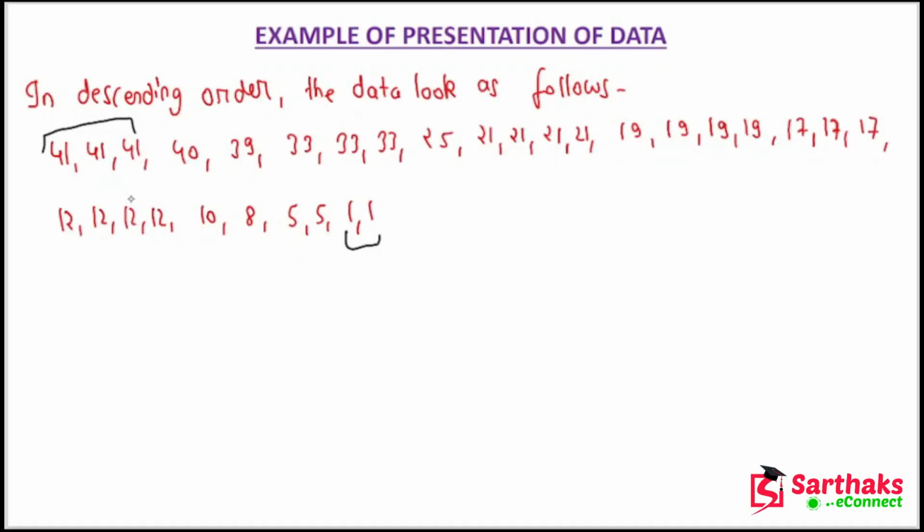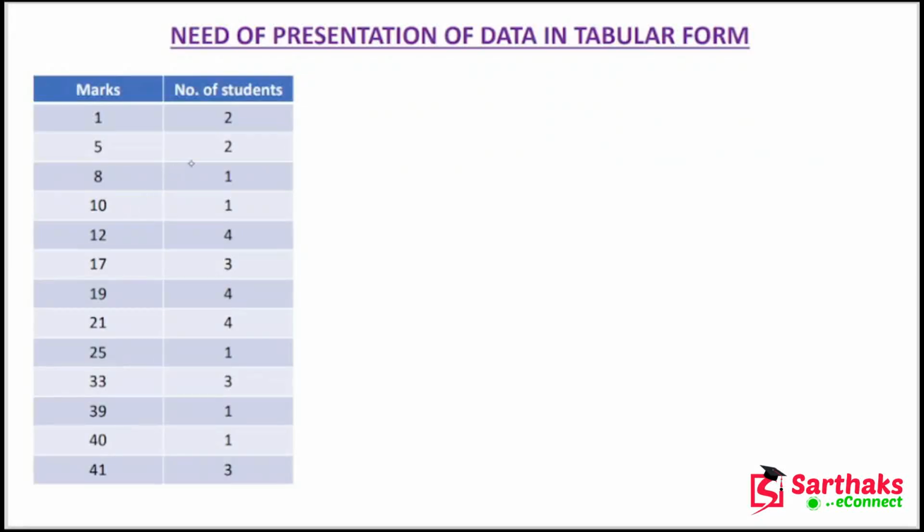So instead of writing them 3 times, if we try to couple them, they could further reduce the size of data. They could further condense them into smaller, tabular forms, and it would be easier again to read them. So that is the need of representation of data. Okay, so let us represent this particular data in a more concise form, that is, a tabular form. Clearly, what is the need of presentation of data in tabular form?